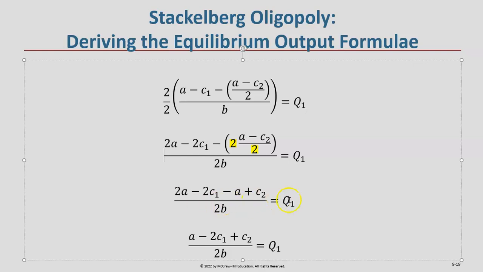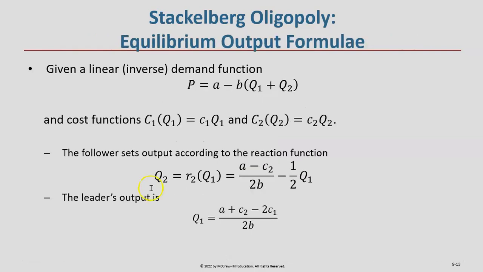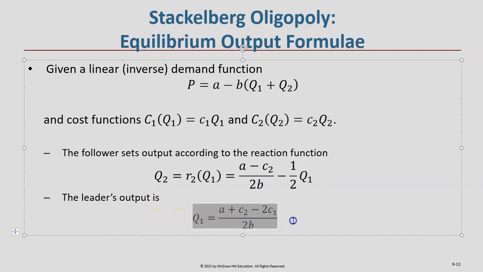Okay, so Q1 equals 2A minus 2C1 minus A plus C2. So you can combine the terms of minus A and 2A. That leaves us with just A. And the numerator is A minus 2C1 plus C2 over 2B. And we can rearrange that a bit to get the leader's output function that we just dropped in a slide without any math associated with it.